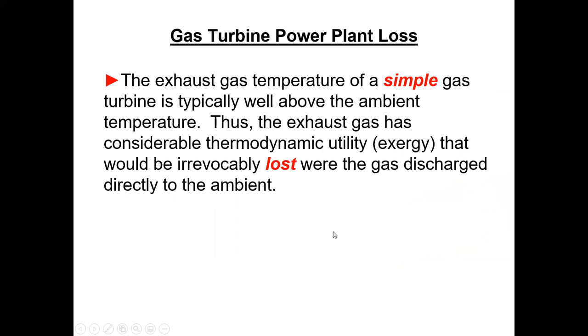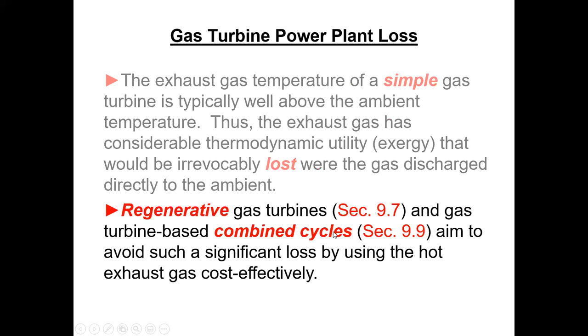Okay, gas turbine power plant loss. So on a simple gas turbine cycle, the exhaust gas is hot. And so, if you really ran a simple system, you'd probably throw that gas away, and you're throwing away a bunch of energy with it. So we've got to address that energy. What we can do is add regeneration to the cycle, so we can have regenerative gas turbines. And later on, why we're going through all this is to get to the last topic, which is the combined cycle. So we'll get there pretty quick.